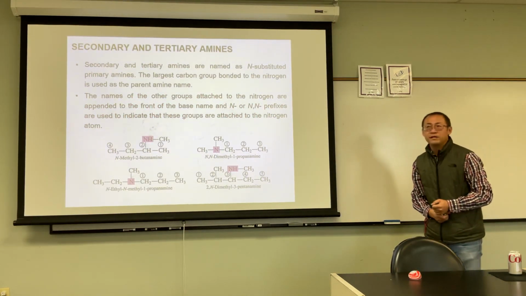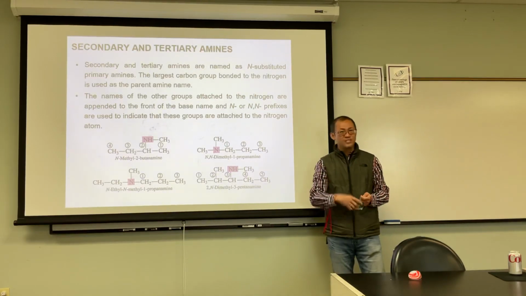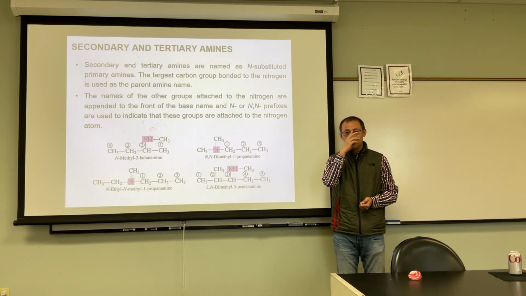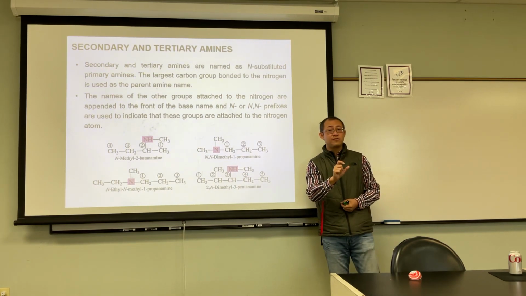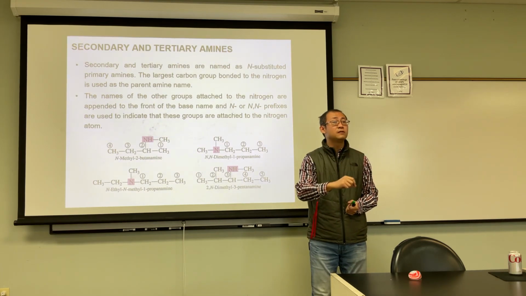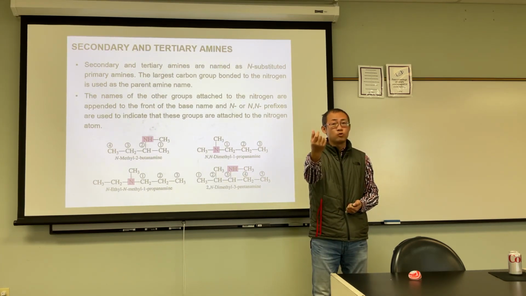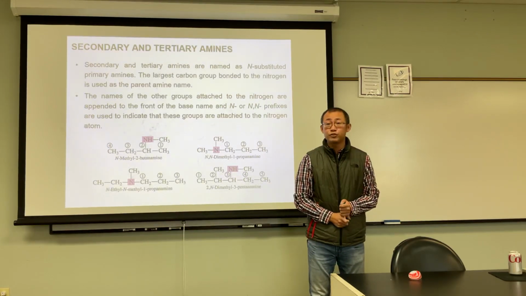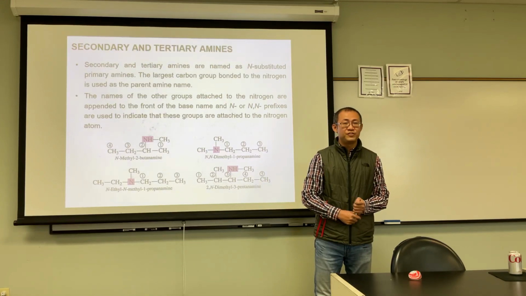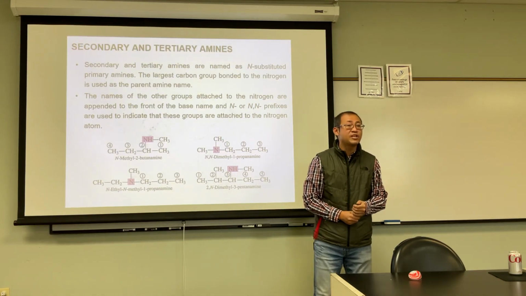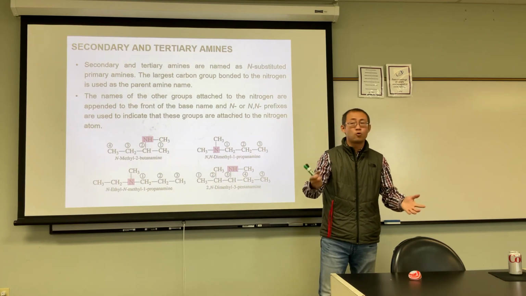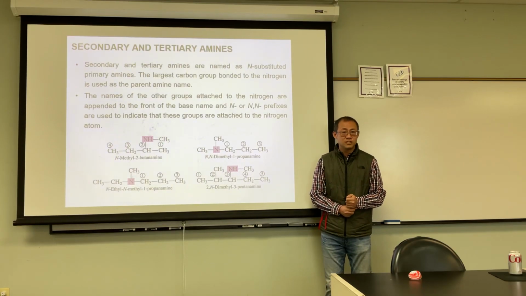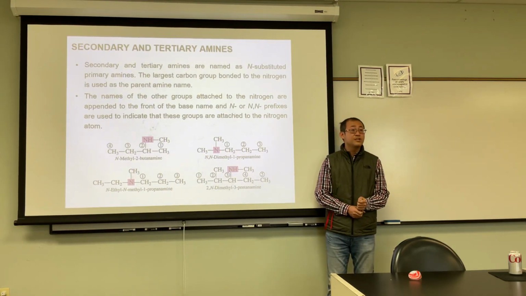For secondary and tertiary amines, there's a little difference. We know secondary or tertiary amines have what? Multiple groups on the nitrogen. Is that right? Secondary amine, how many groups? 2 groups on the nitrogen. Tertiary amines have 3 groups on the nitrogen. So you have to choose the longest one as the parent chain. Does it make sense? There are multiple groups, there must be small ones or big ones. You choose the longest group, the big group, and use it as a parent chain.